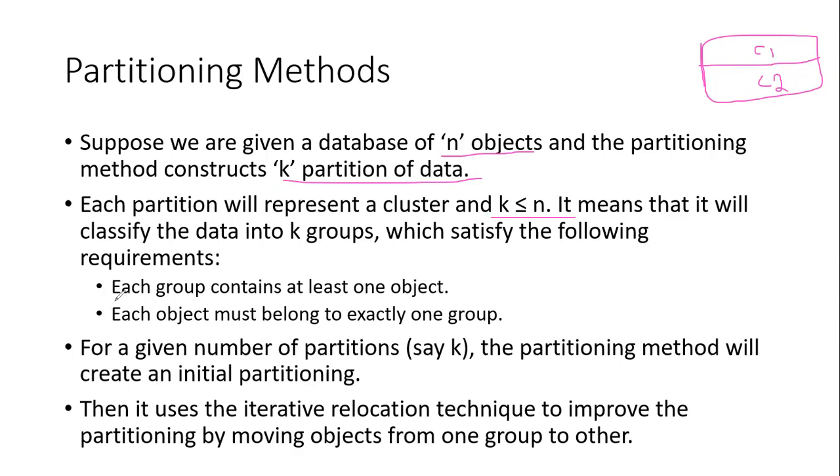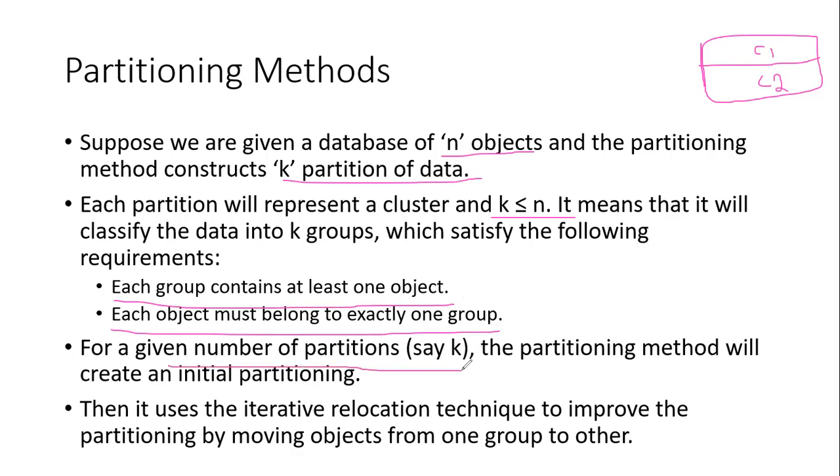So each cluster will contain at least one row. That's the question I asked in the beginning. At least one row should be there. And each row must belong to exactly one group. That is not soft clustering. So in partitioning, you get hard clustering. Okay.